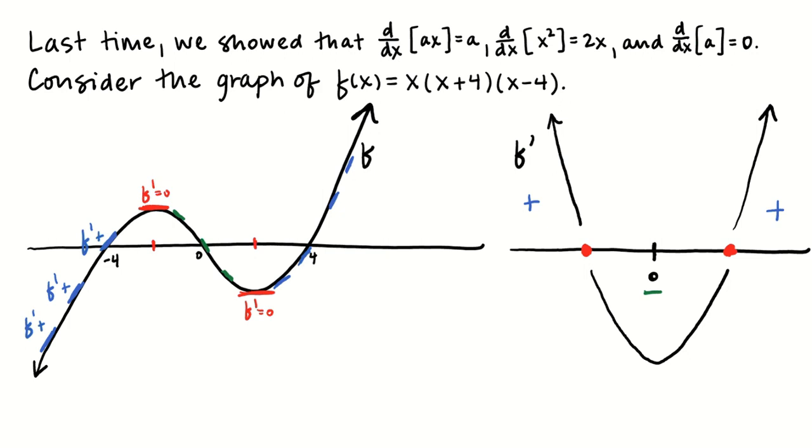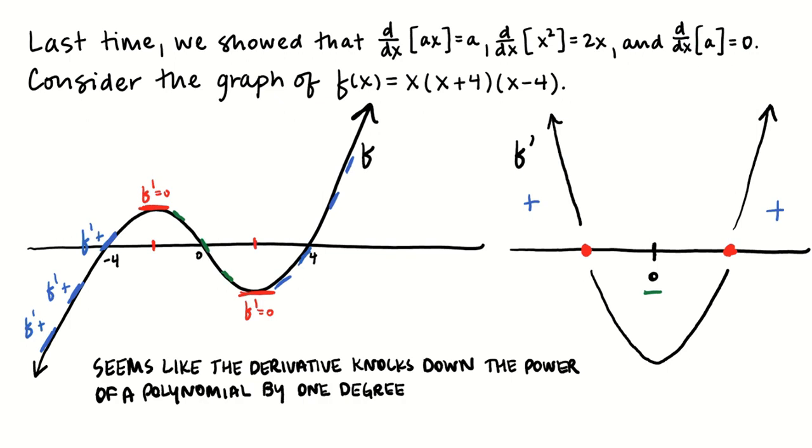Okay, so notice over here, let me grab a different color, that the derivative of a first-degree polynomial was a number, which is a zero-degree polynomial. Over here, the derivative of a second-degree polynomial was equal to a first-degree polynomial. And now we're seeing that the derivative of a third-degree polynomial is looking very much like a second-degree polynomial. So it seems taking the derivative is going to knock down the power of our polynomial by 1 degree.